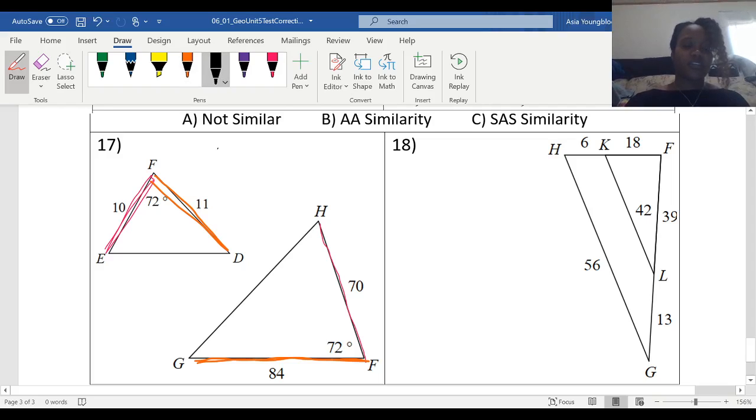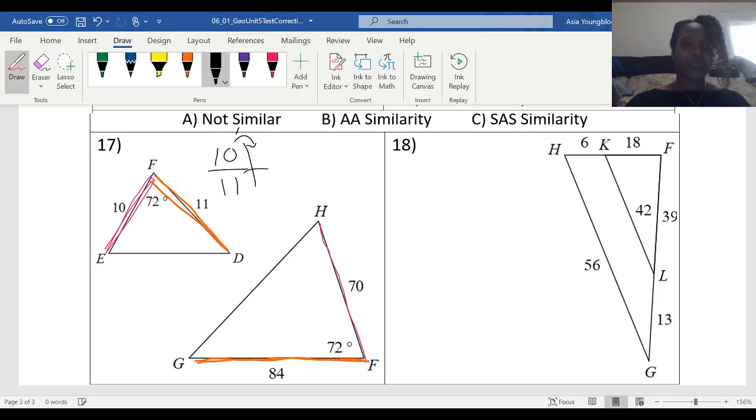If we're starting with the triangle that has sides 10 and 11, we want to figure out what we scale 10 up by to get 70, and is that the same number? And when we multiply by that same number, how are we going to get that 84? So to go from 10 to 70, we know we would scale up by 7, right? 10 times 7 gets us 70. We need to scale up the other side by the same amount in order for the 2 triangles to be similar. 11 times 7 gets us 77.